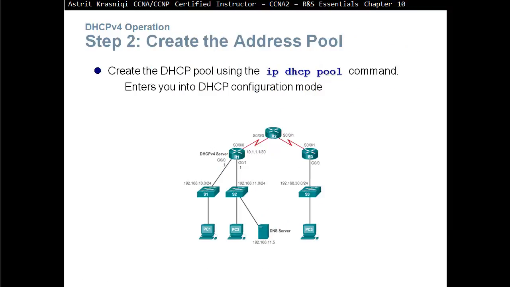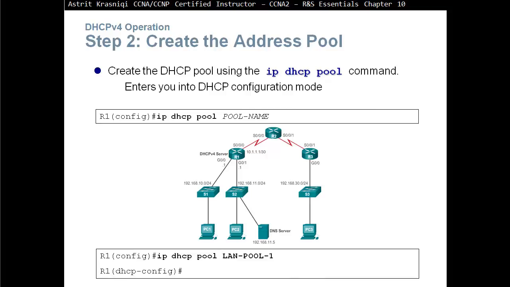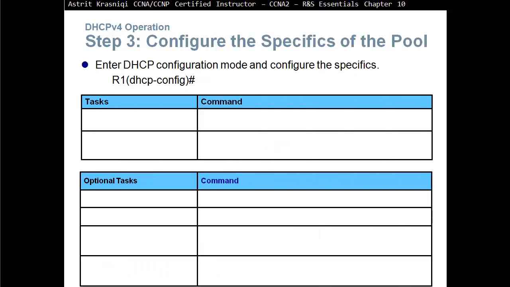Then we have to create a DHCP pool using the ip dhcp pool command. This will enter you into DHCP configuration mode. So the pool name can be anything that you want, usually written in capital letters with no spaces; you can separate words with hyphens. So ip dhcp pool, give a name, like LAN-POOL-1. And then we are entering DHCP configuration mode. From DHCP configuration mode, we can configure the DHCP specifics. So step 3, enter the DHCP configuration mode and configure the DHCP specifics.